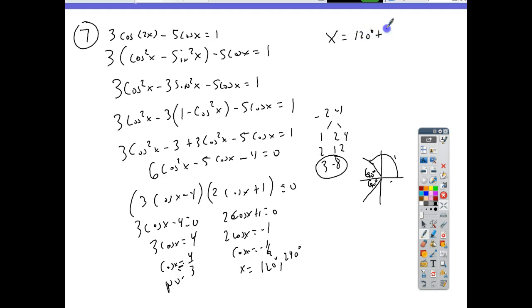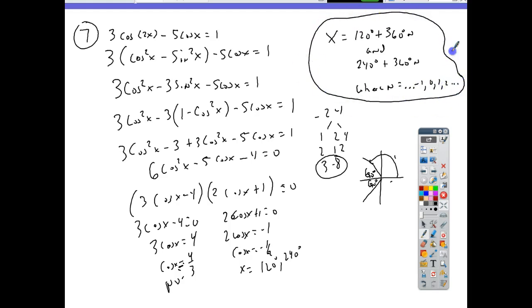it repeats every, well, for degrees it would be 360 degrees. And I write the word and. You have to use the proper and notation, which none of you know, so don't use anything other than writing the word and. And then 240 degrees plus 360 degrees n, where n is equal to dot dot dot, negative 1, 0 or 1, dot dot dot. And that would be a complete list of all the places where x would solve this equation.